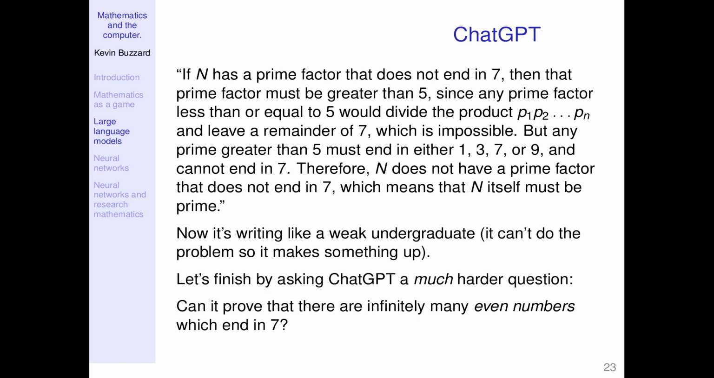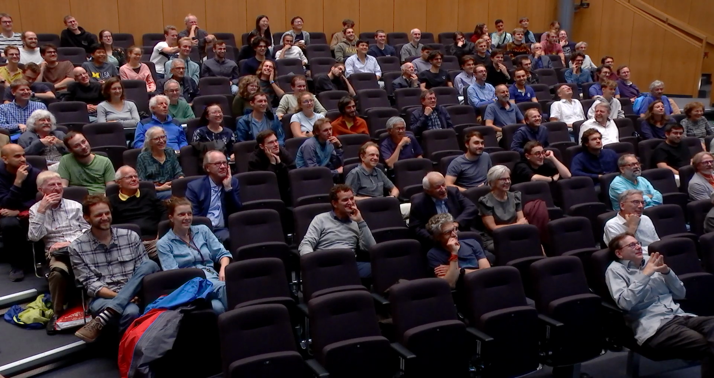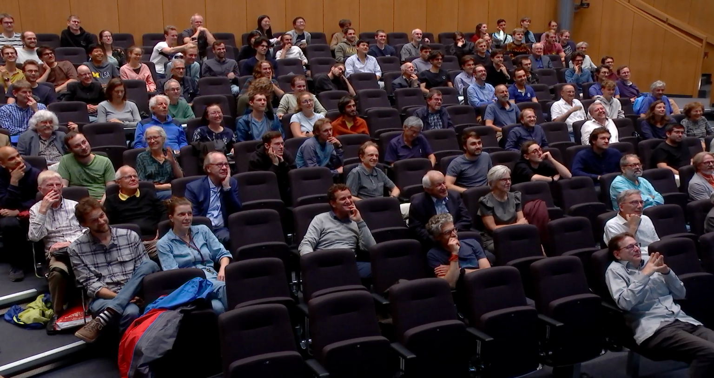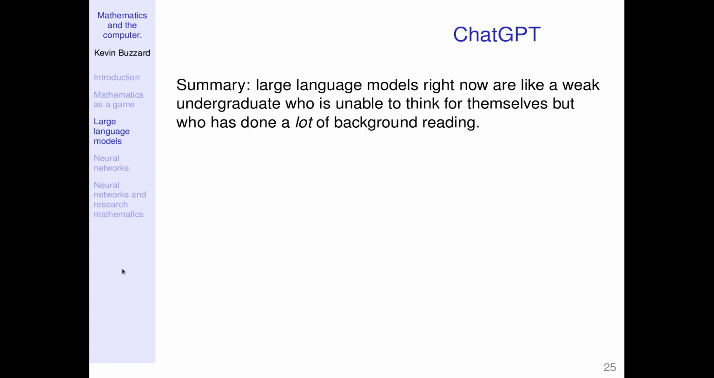So this is extremely difficult because this is not actually true, it turns out. So you ask it, and it's like, yes, they give me a proof there are infinitely many even numbers. And it just does exactly the same thing. Say there's only finitely many even numbers that end in 7, and then it makes some new number in some way.